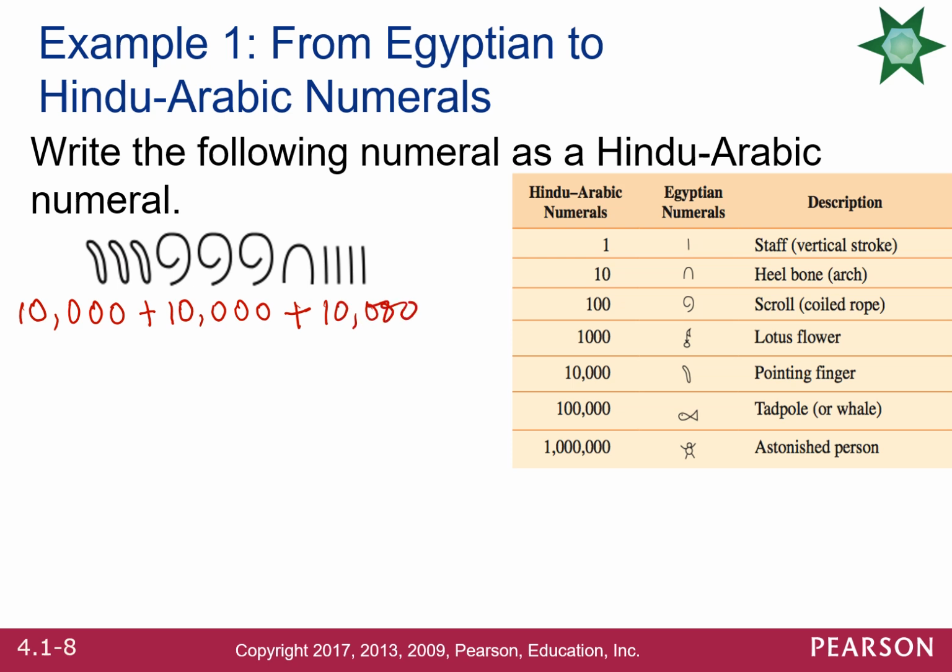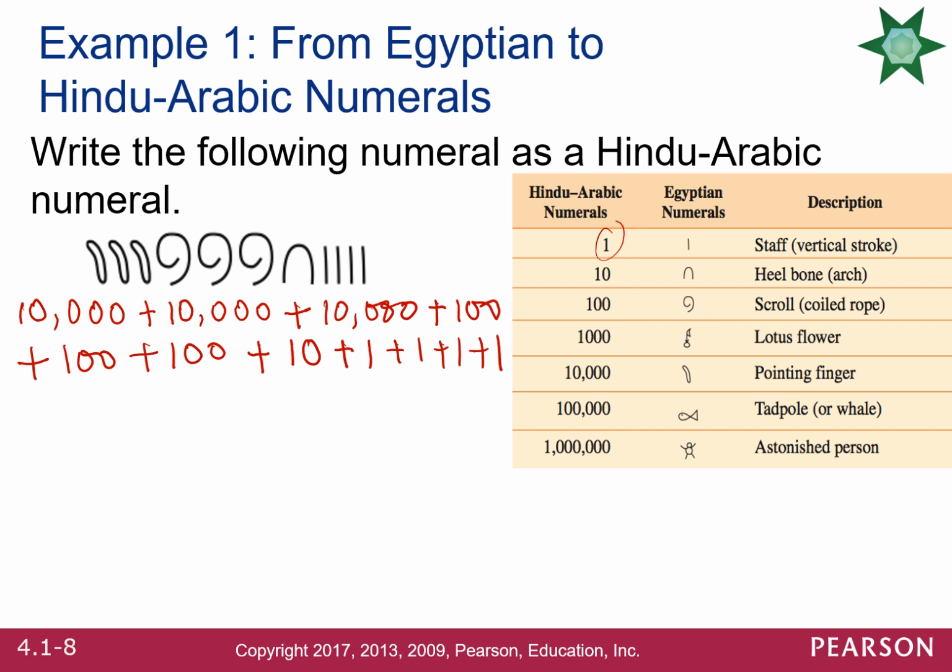All right, and then we have 3 100s, correct? The scroll represents 100, so it's going to be plus 100 plus 100 plus 100 for each of these scrolls. And then we have a downturned U which is called the heel bone, I guess, an arch, and that represents 10. And then we have 4 1s, since they don't have a specific numeral to represent 4, so we have to use this 1 here. So 1 plus 1 plus 1 plus 1.